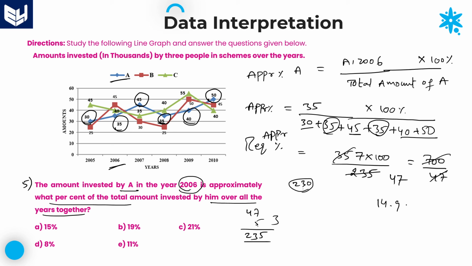So for the nearest answer, we don't want the exact value, we want the approximate value. Therefore, the required approximate percentage is 15 percentage. According to the options, you need to take the approximate value into consideration. Here the value is 14 point something, around 9, so the value is approximately 15 percentage. Option A is the right answer for this question.